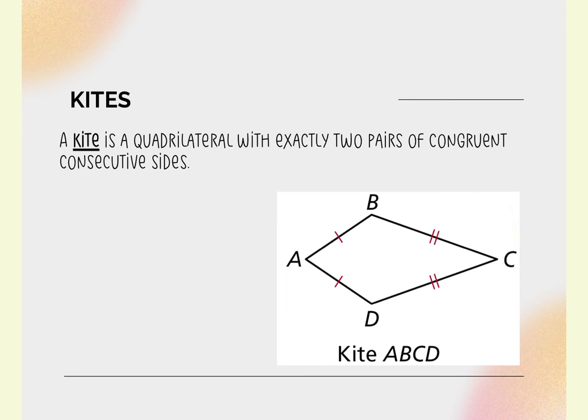If you picture a kite in the sky, like an actual kite, that's the shape of this. So this is kite ABCD because this is congruent to this, and this is congruent to this, and again, they are one after the other, not across from each other. That would make it a parallelogram, which is not a kite.